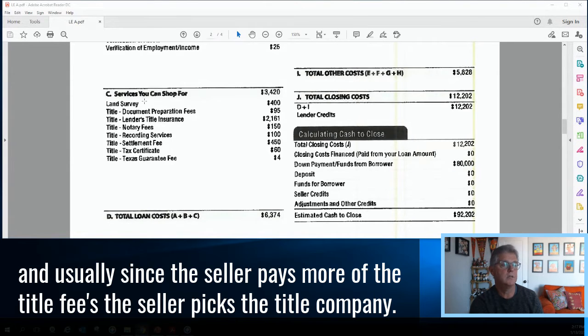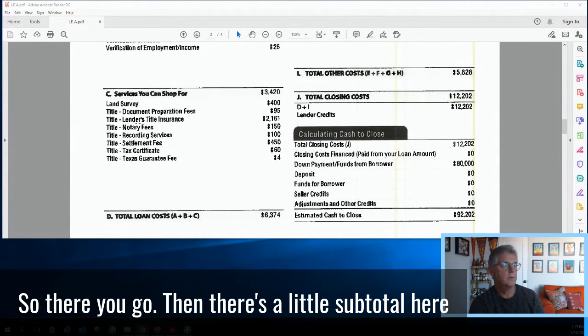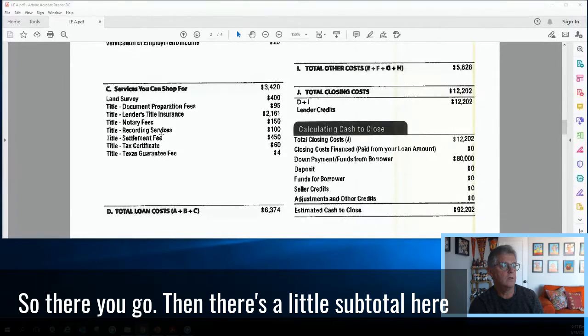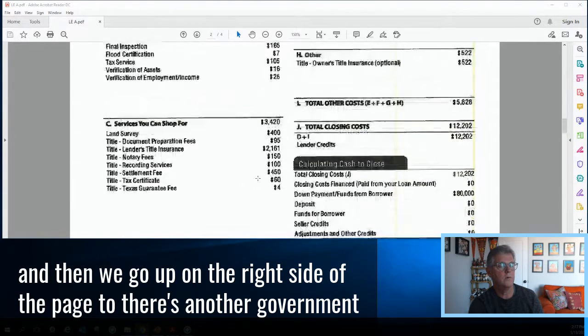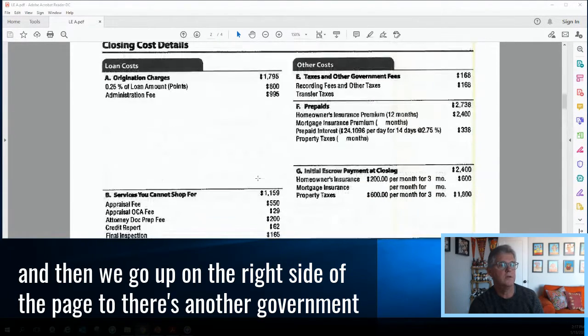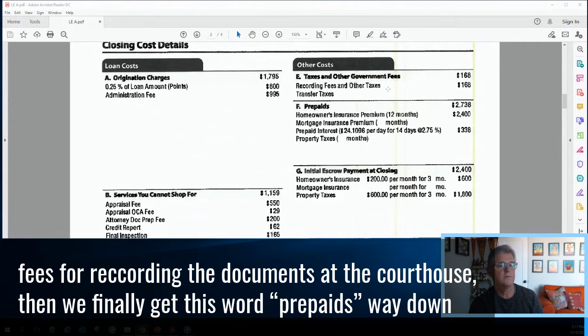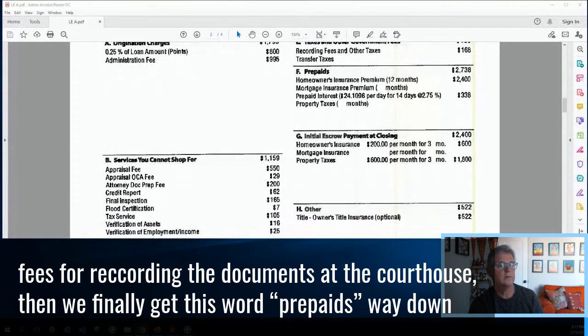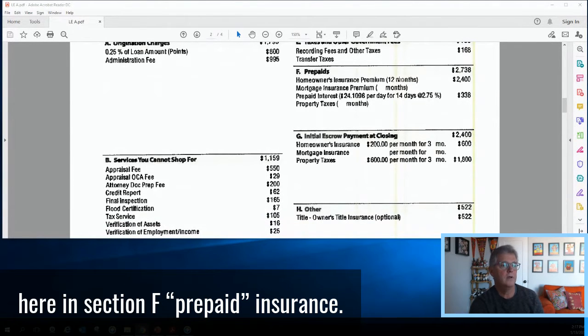And usually, since the seller pays more of the title fees, the seller picks the title company. So there you go. There's a little subtotal here, and then we go up on the right side of page 2. There's another little government fees for recording the documents at the courthouse. Then we finally get this word prepaids way down here in F.